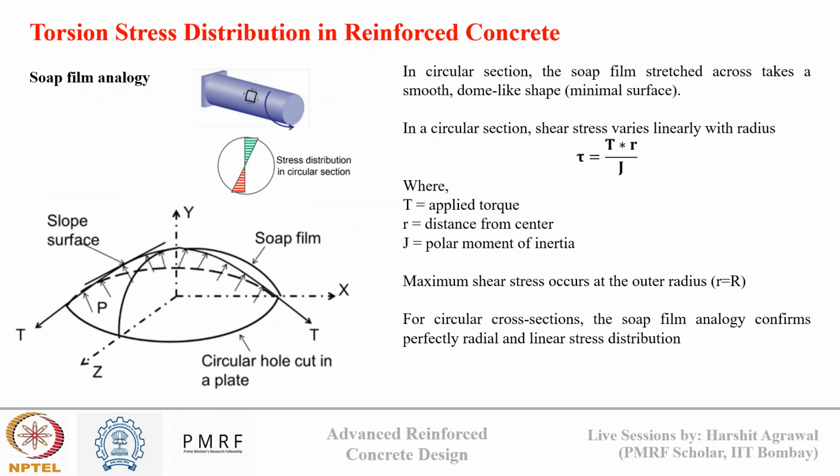So if we take the soap film analogy for a circular section, the film will take the shape of a dome. This kind of dome you will see it forms. Shear stress, we say, varies linearly with the radius, and it is given by this relationship: tau is equal to T times R upon J, where T is the applied torque, R is the distance from the center, and J is the polar moment of inertia. The maximum shear stress occurs when R is maximum, when we are talking about the outer radius R. That's why we say for a circular section, the torsional stress is maximum at the surface.